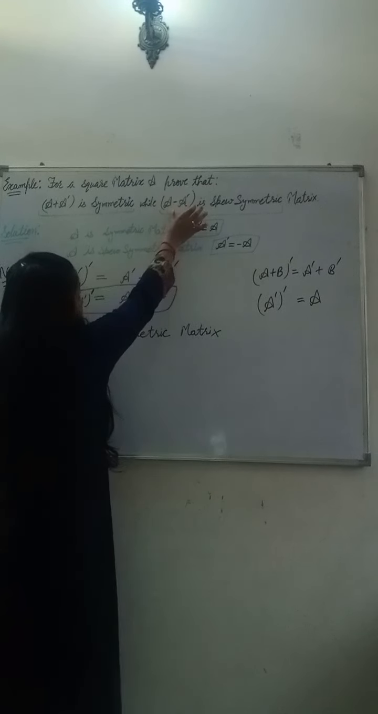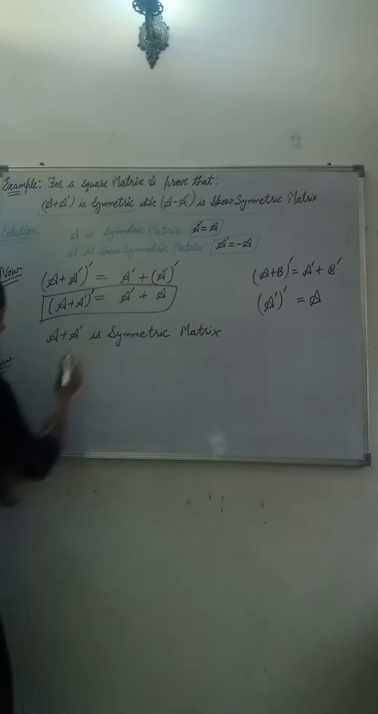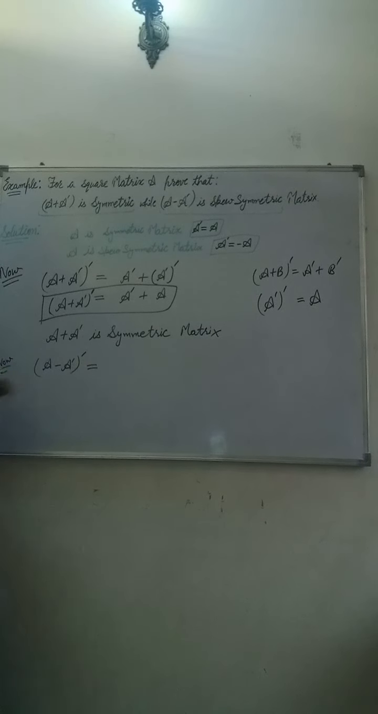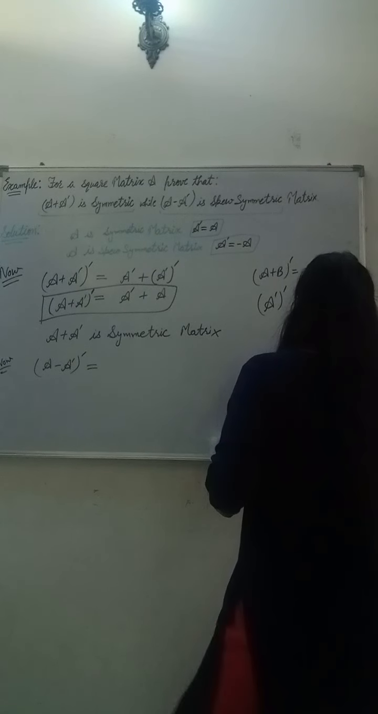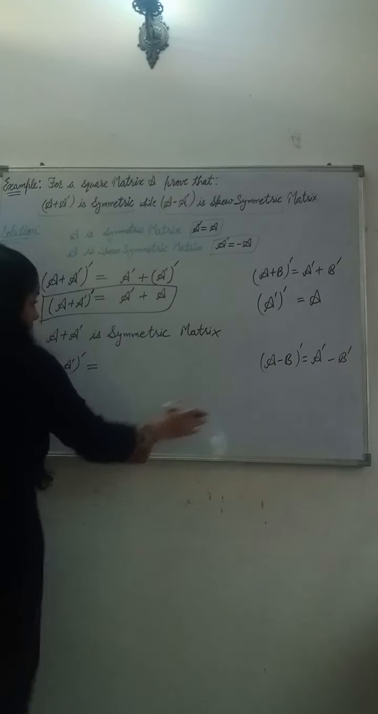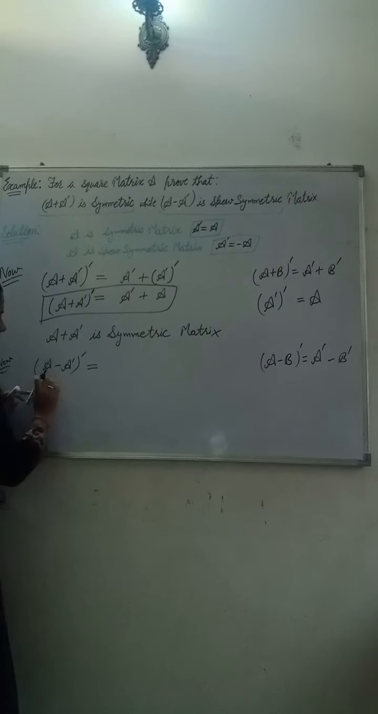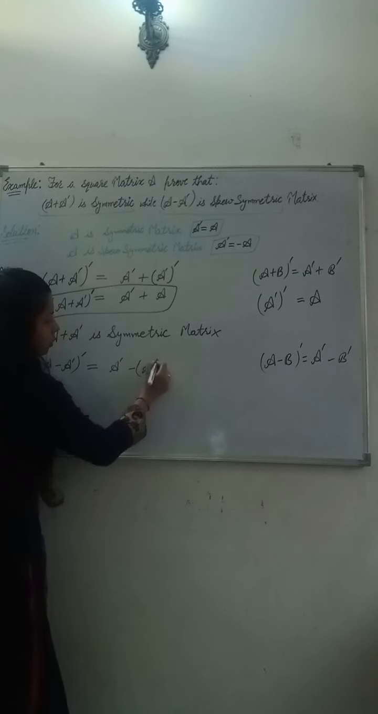Now I have to prove A minus A dash is a skew symmetric matrix. Now take this one, A minus A dash. Now compute its transpose. How can I compute it? I know this property with a negative sign: A minus B whole dash is equal to A dash minus B dash. By using this property I can solve it. Here take A transpose, now minus A transpose transpose.